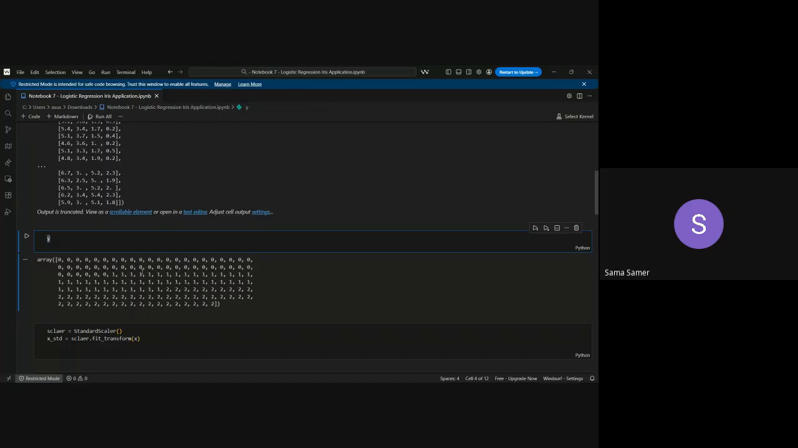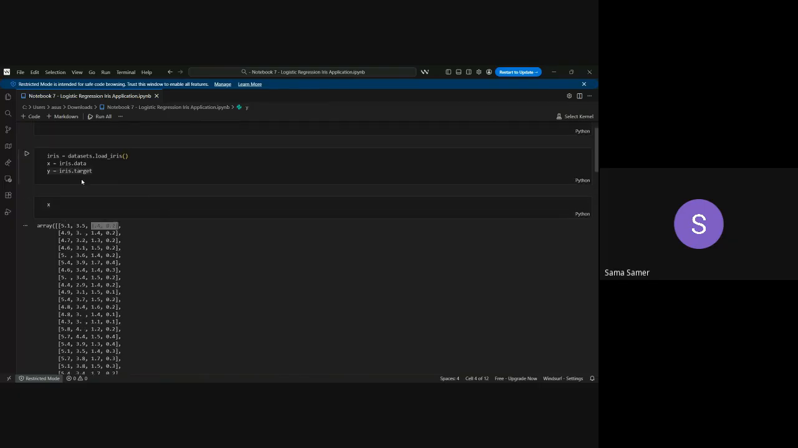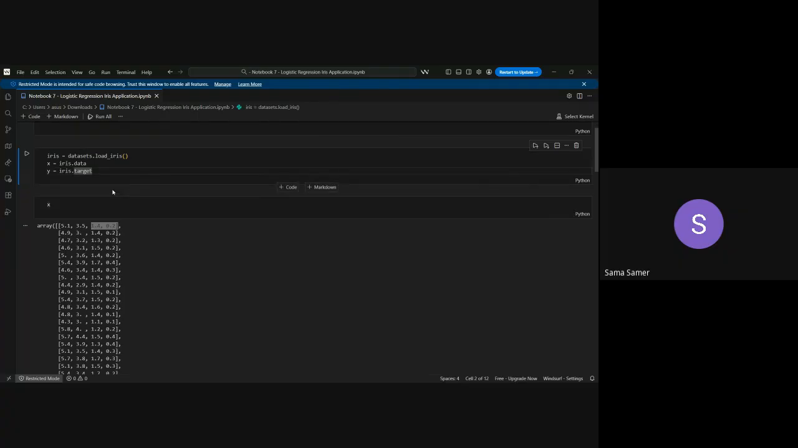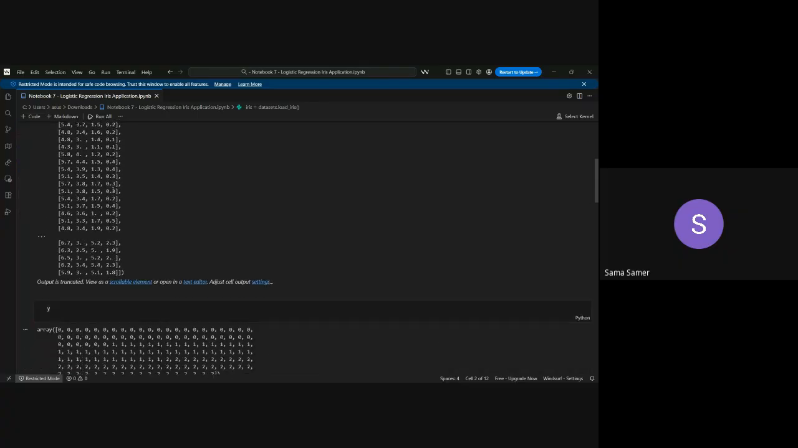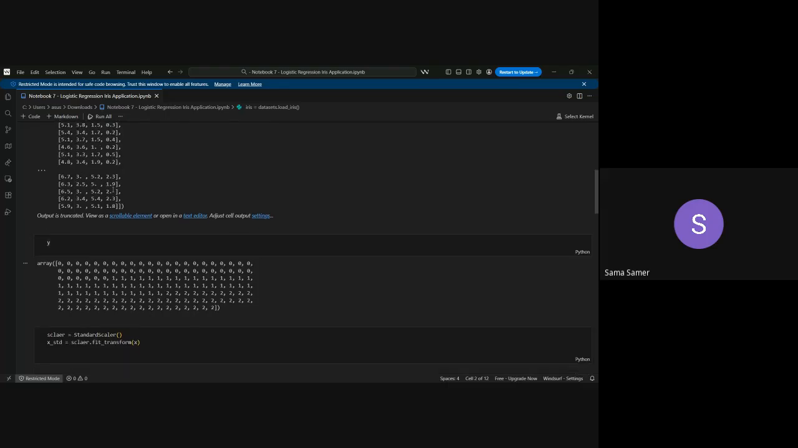We have 3 different types of flowers. So I have determined the first type as 0, the second type as 1, and the third type as 2. And I didn't transform anything. It is loaded from dataset.iris. But if I want to transform the categorical data into 0, 1, and 2, we can use something called one-hot encoding, and we have talked about it before.